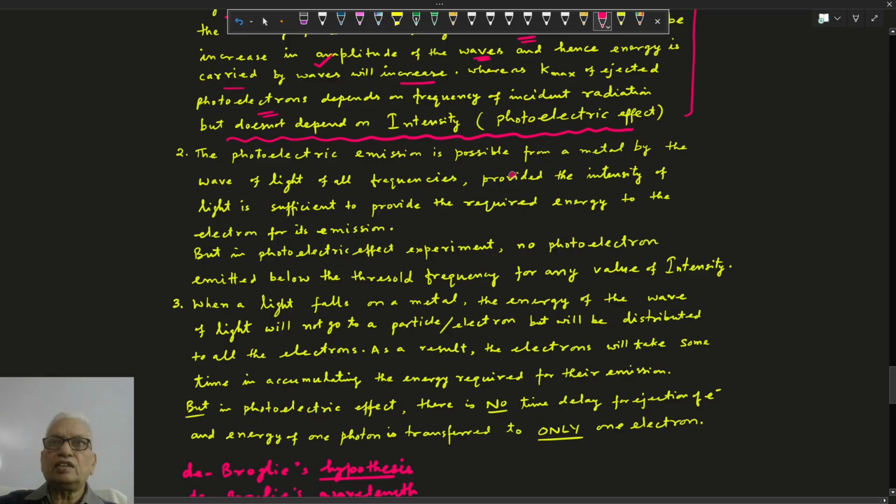Now point 2: according to wave theory, photoelectric emission is possible for a metal by light waves of all frequencies, provided the intensity of the light is sufficient to provide the required energy.